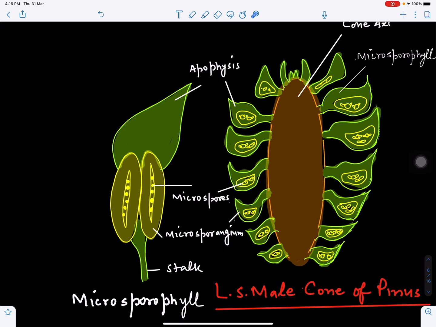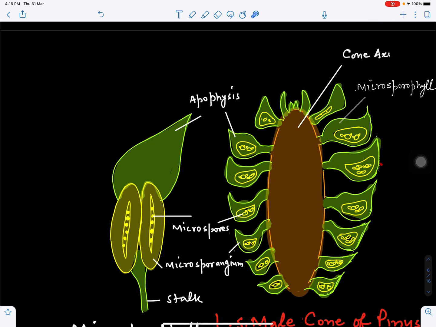Now if we see the anatomy of the male cone of Pinus, we cut its longitudinal section, LS meaning longitudinal section. We can see it has a central axis on which the microsporophylls are borne like this. These are compactly arranged and each microsporophyll bears microsporangia. This is a pair of microsporangia. This is the stalk by which it is attached and this is the sterile part which is called apophysis, and this is the fertile part which bears the microsporangium filled with microspores.